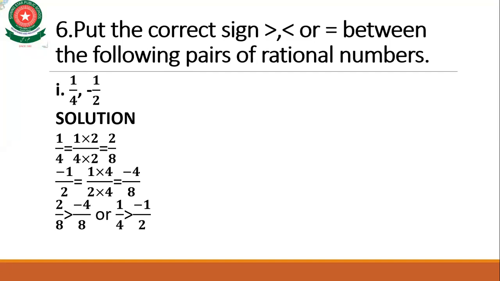I repeat, 2 by 8. When we compare 2 by 8 and minus 4 by 8, then we know that 2 by 8 is greater than minus 4 by 8. So we have to put the sign which shows 2 by 8 greater than minus 4 by 8. Or we may say that 1 by 4 is greater than minus 1 by 2. That is our answer.